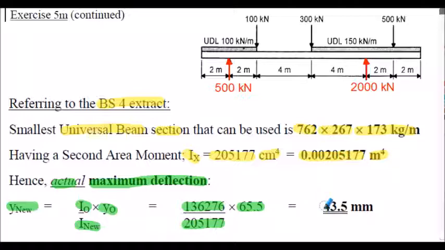So the maximum deflection of our beam using the new beam section above would be 43.5 millimeters, and that would now be acceptable. That would be under the 50 millimeters that the codes of practice would suggest we limit our beam deflection to.